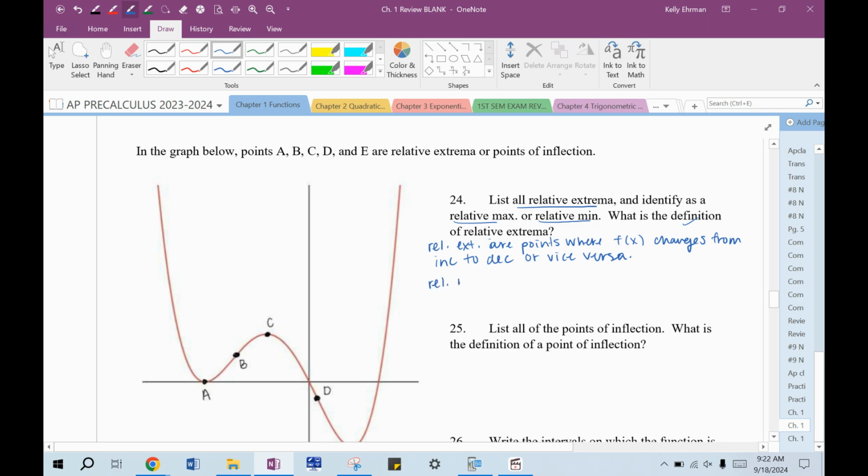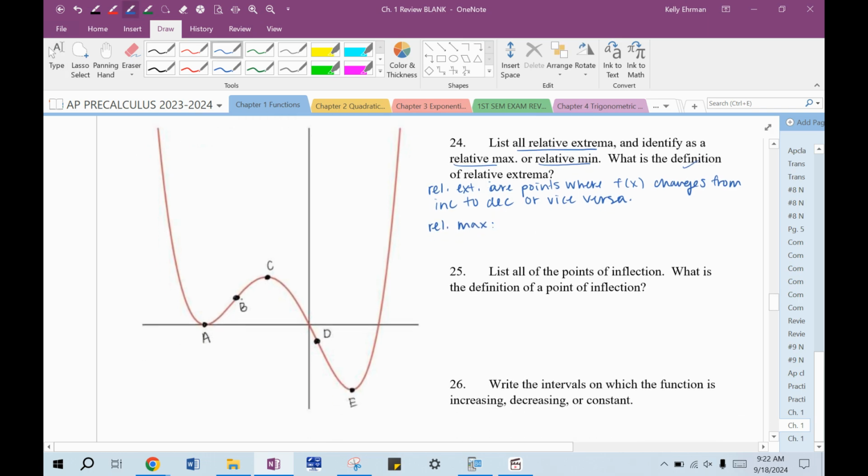And then what are they? Let's start with relative max. A relative max is where you're changing over from increasing to decreasing, so like right here. That just happens at point C. And then there are two relative minimum points. There's one down here at A, and there's one down here at E. So A and E.